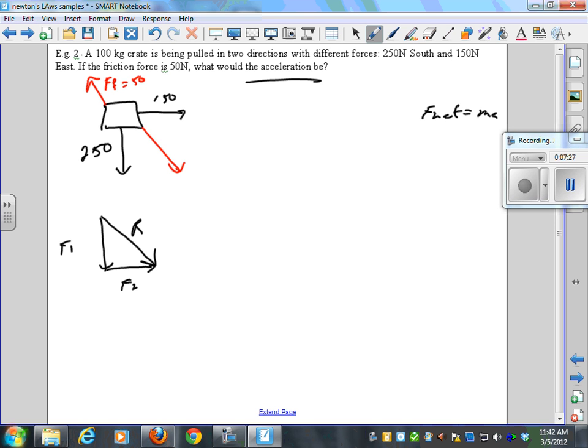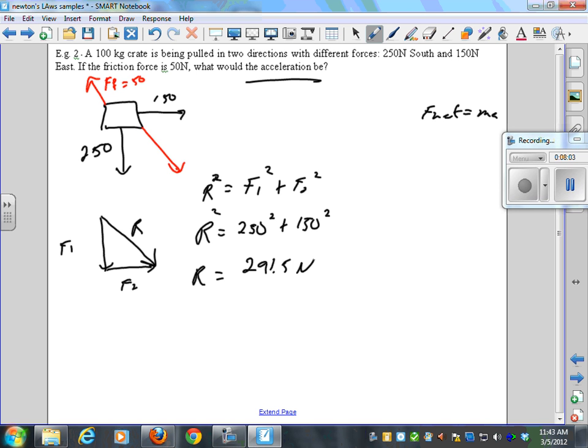So the first step is going R squared is equal to F1 squared plus F2 squared. So in this case, that's going to be 250 squared plus 150 squared, giving us an R value of 291.5. I square rooted that for you, yes. 291.5 newtons. This is example 2.